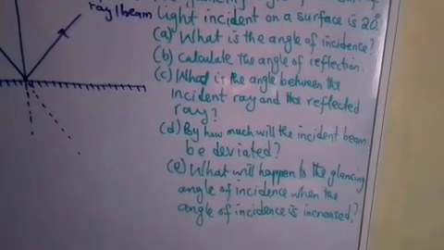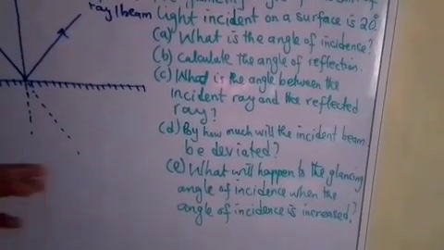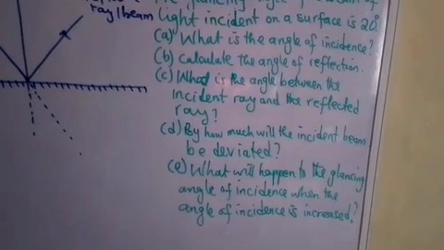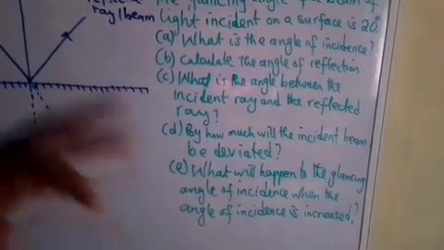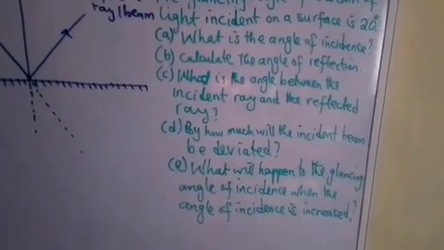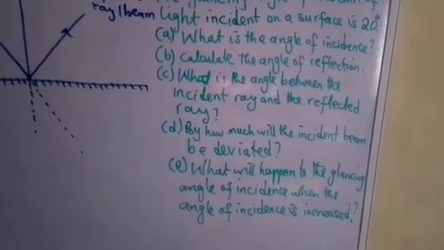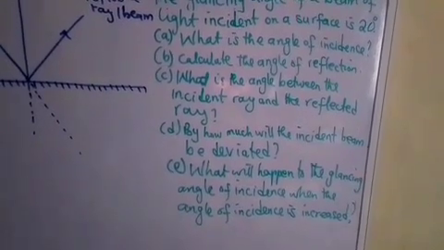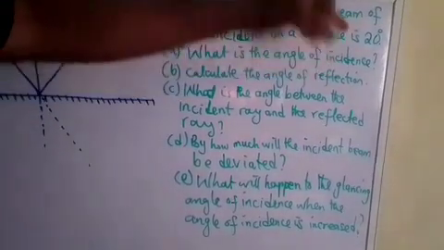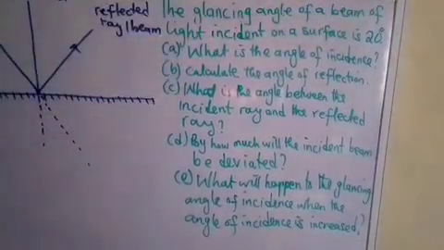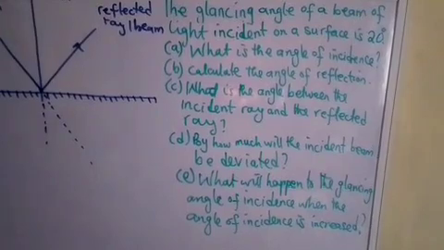And lastly, E. What will happen to the glancing angle of incidence when the angle of incidence is increased? Now, when you look at it, it's as if they just gave one value, 20 degrees, and there are so many things to answer.